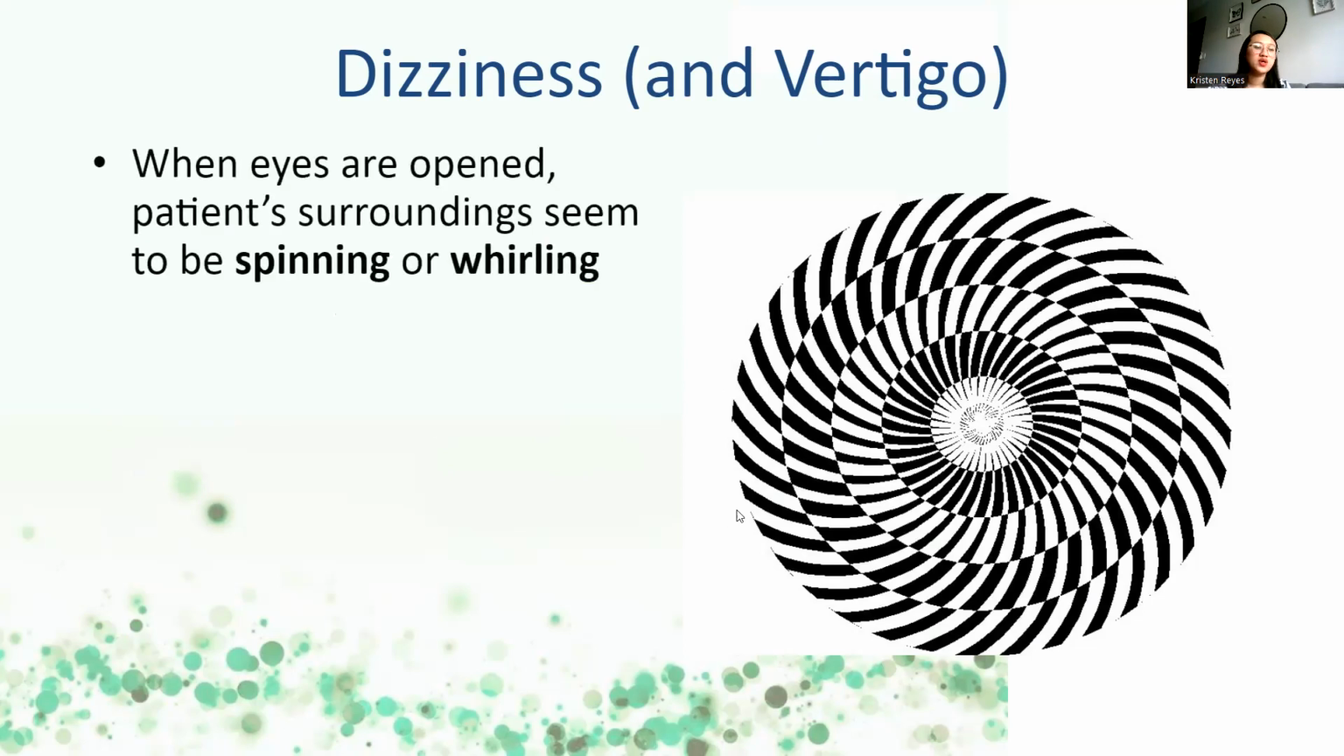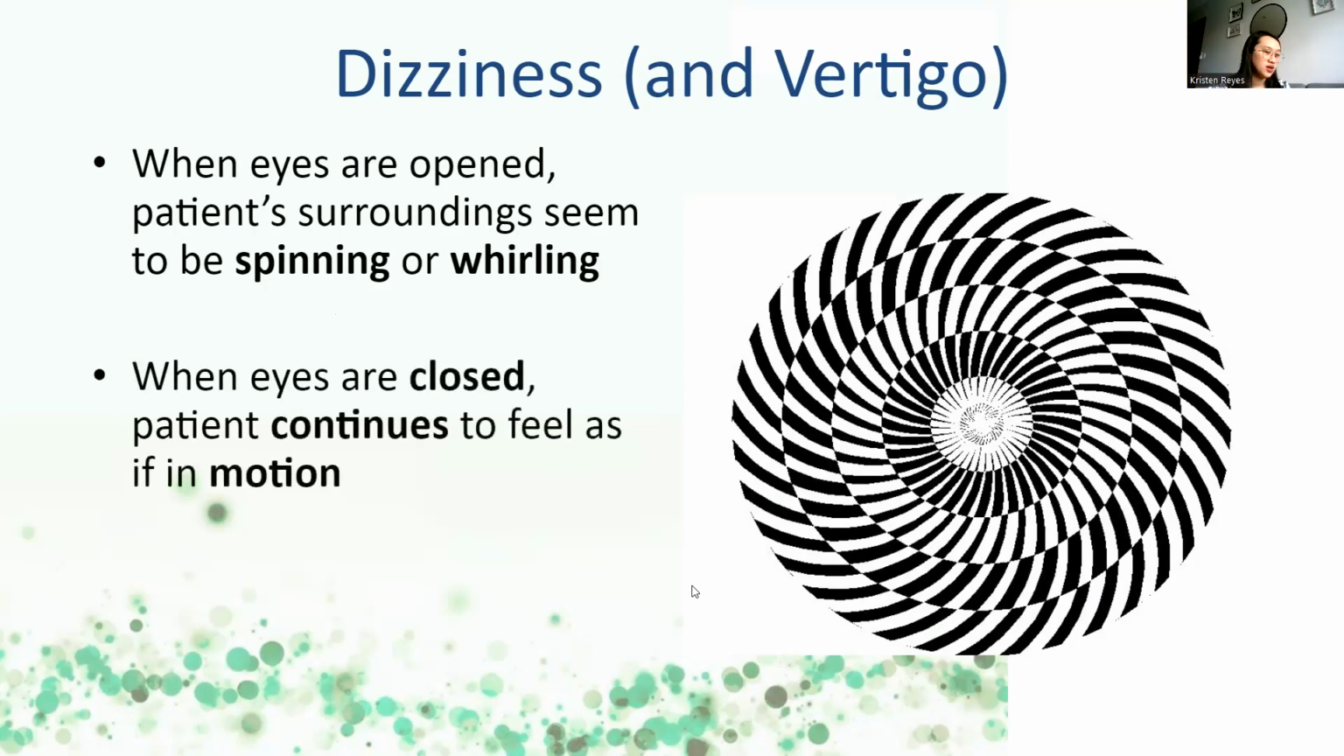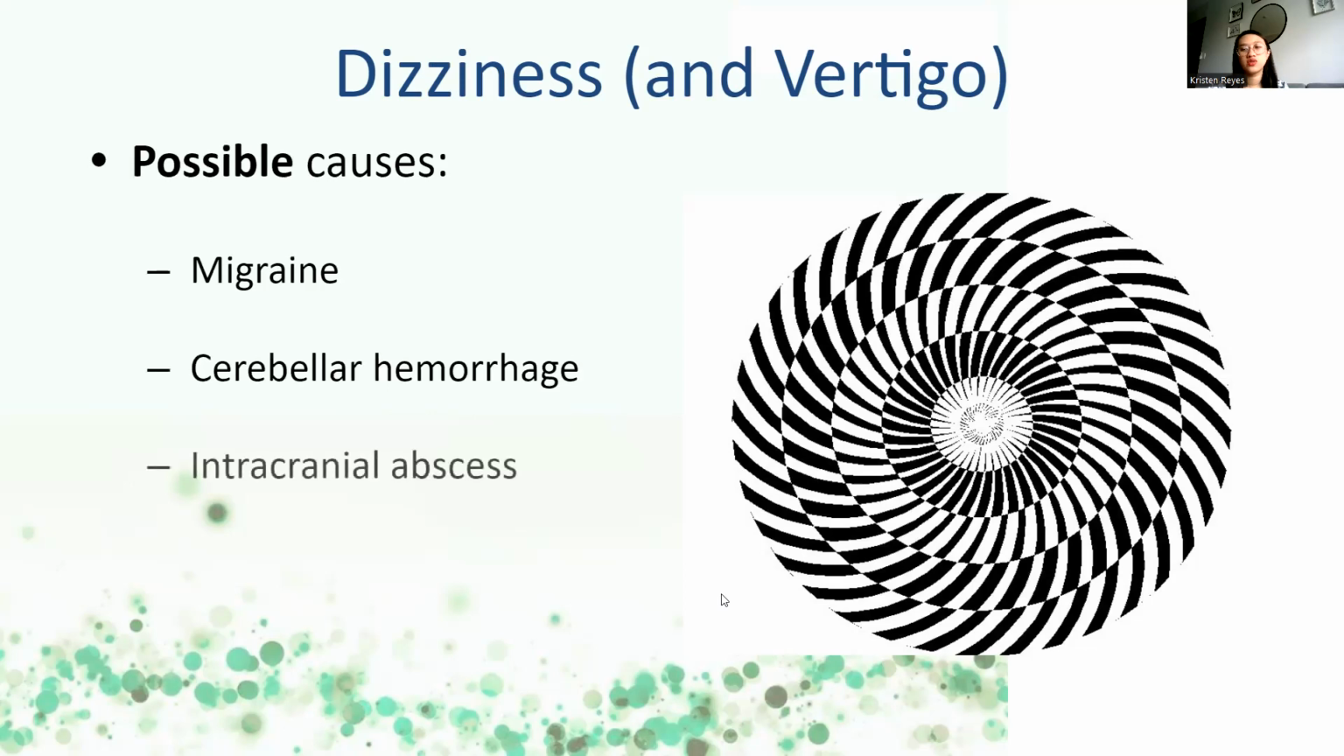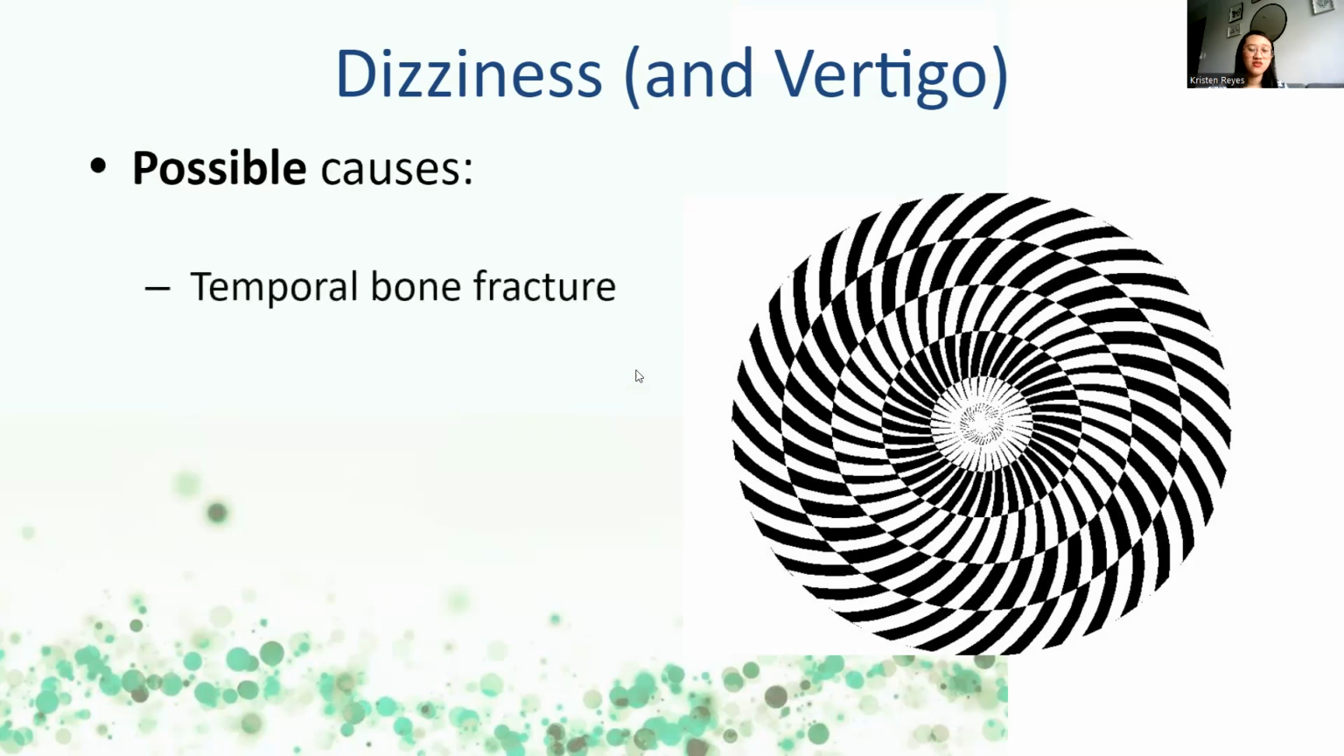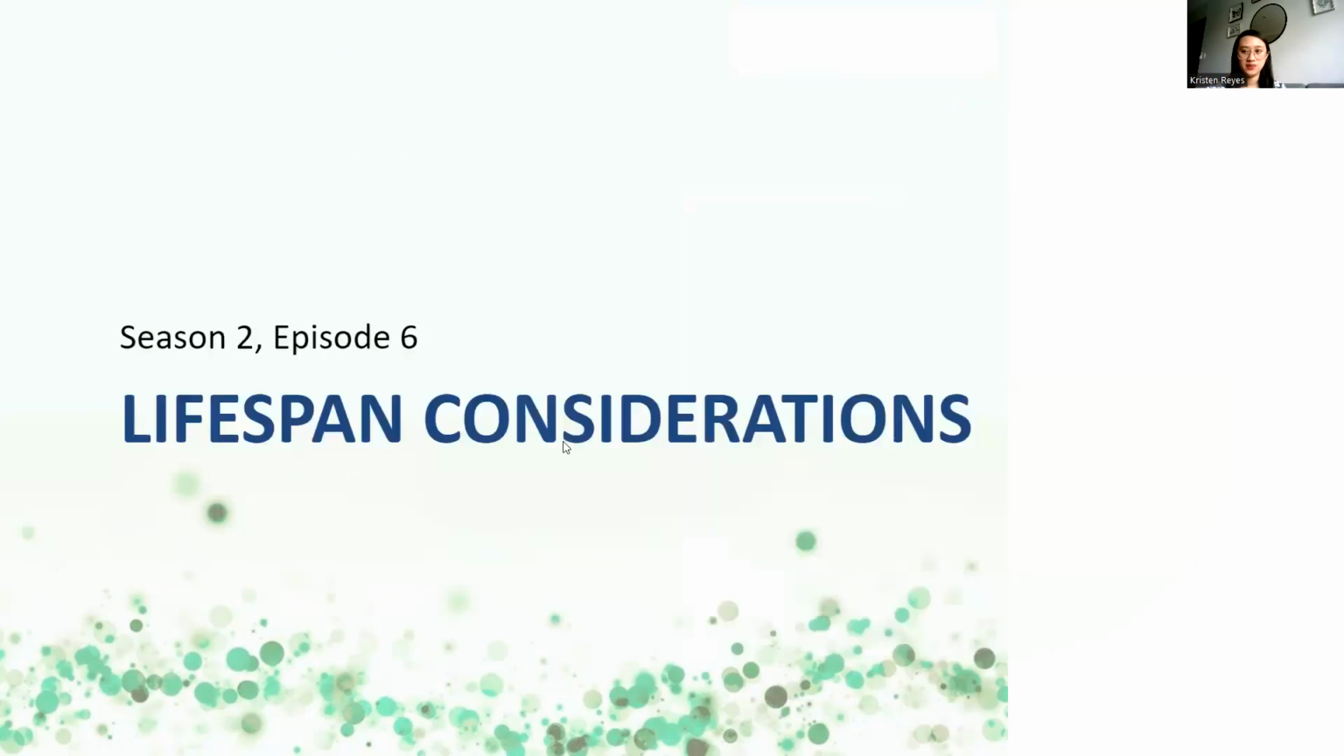So when eyes are open, the patient's surroundings seem to be spinning or whirling. When eyes are closed, the patient continues to feel as if in motion. Okay? So possible causes, you have different, madami. Can be due to migraine, can be due to stroke or cerebral hemorrhage, can be due to intracranial masses, meaning brain mass or brain abscess, okay? Fracture in the temporal bone, even a simple ear infection can cause dizziness, okay? So again, it can be due to a lot of causes, okay?